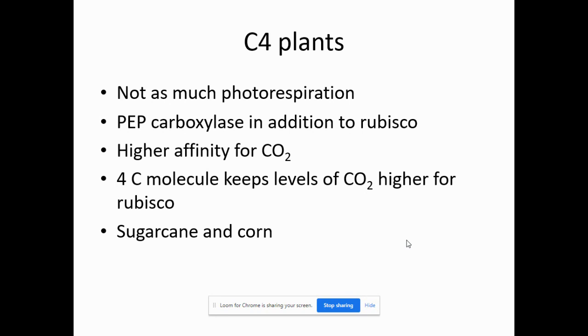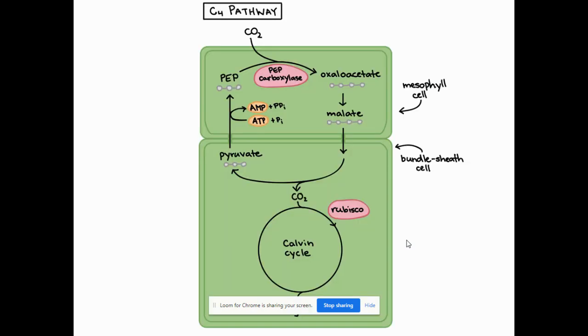So that's why they're called C4 plants, because this enzyme PEP carboxylase is involved in the production of a 4-carbon molecule. Common C4 plants are sugarcane and corn. Plants that we know, but they have adapted to this issue of photorespiration. Again, PEP carboxylase is just an additional step to produce these 4-carbon molecules, and then carbon dioxide can be taken from them to get into the Calvin cycle.